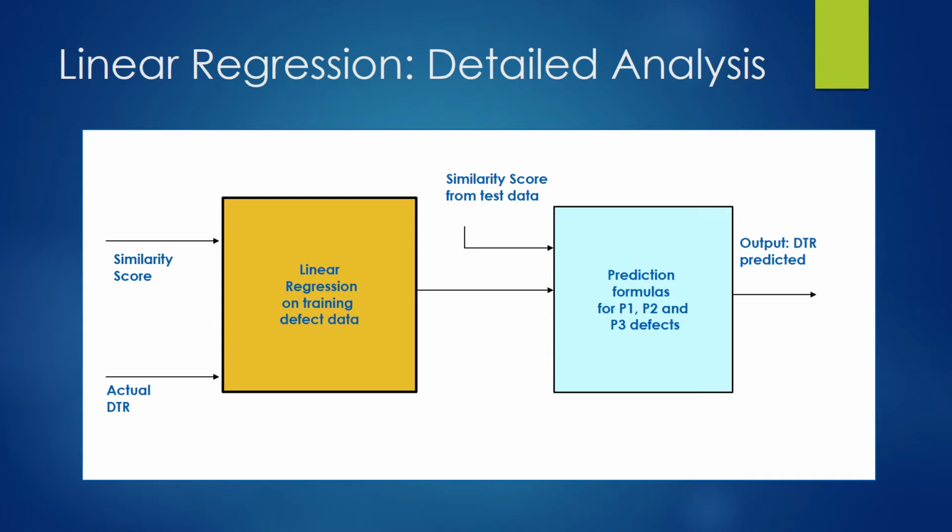As seen in the diagram, linear regression is performed on the training defect dataset with similarity score and actual DTR as inputs. The output of this model is the prediction formulae for defects based on different priority levels, P1 being the highest to P3 being the lowest. To predict DTR, the similarity score from test data is an input to the prediction formula. In the next two slides, we will describe two approaches using linear regression to predict DTR.